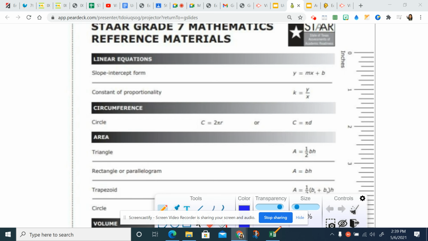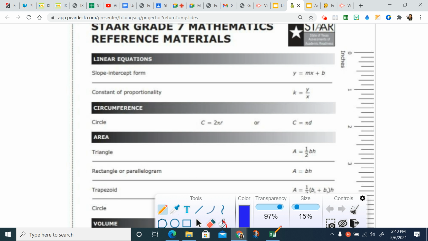All right, this is what we're going to do on the day of the STAR test. We're going to fill out the reference material sheet, and then we're going to do our toolbox. So first thing is filling out the reference material sheet. Notice how you have slope-intercept form and constant of proportionality. Those are part of our tools.